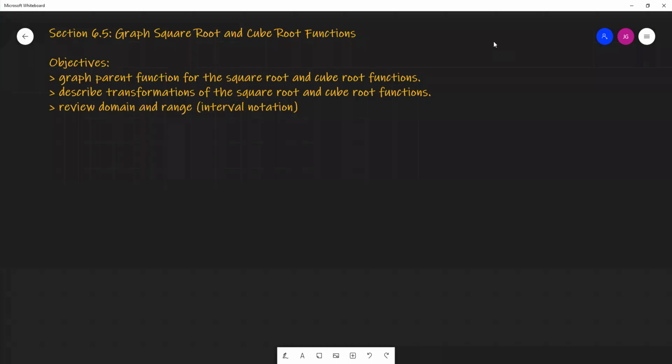Hey, Algebra 2. Here is section 6.5, graph square root and cube root functions.